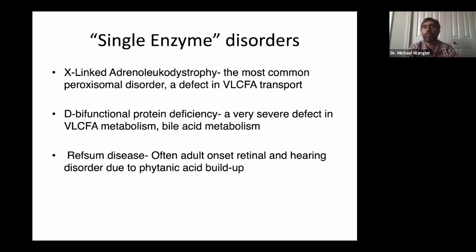Another example of a single enzyme disorder would be Refsum disease. These are adults with retinal and hearing issues that come about over time and are due to the buildup of phytanic acid. That's a classic single enzyme disorder. Remember, I mentioned that you could have a change that affects the whole peroxisome, or you could have a change that affects just one tiny thing. Refsum disease would be an example of that one tiny thing. It's just that phytanic acid can't be metabolized, and those patients build up phytanic acid.